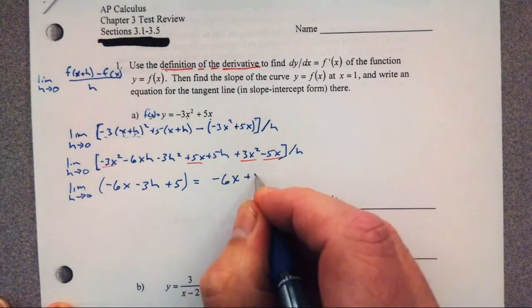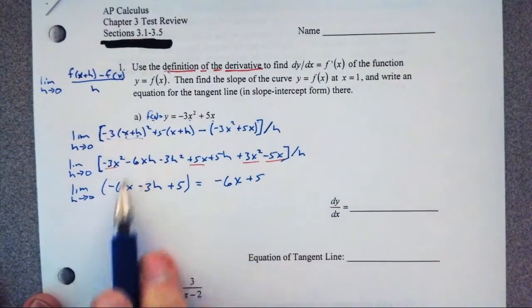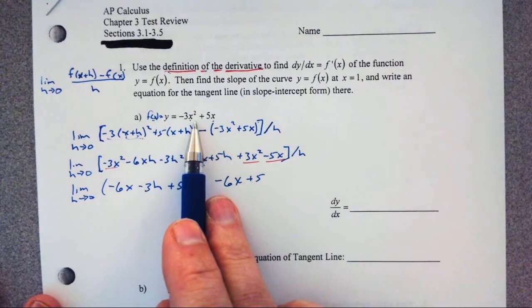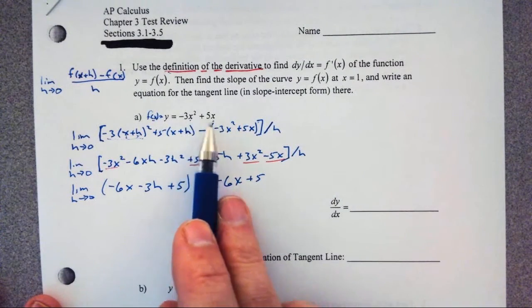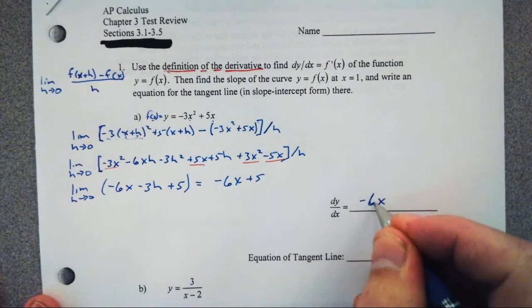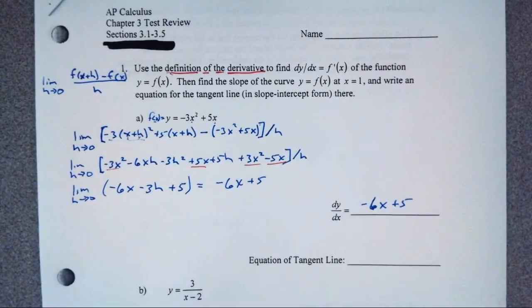Now, the bad news is we've got to go through that process when we know the answer, but the good news is you can check. What should our derivative be? Negative 6x plus 5, so I feel good about that. Negative 6x plus 5.